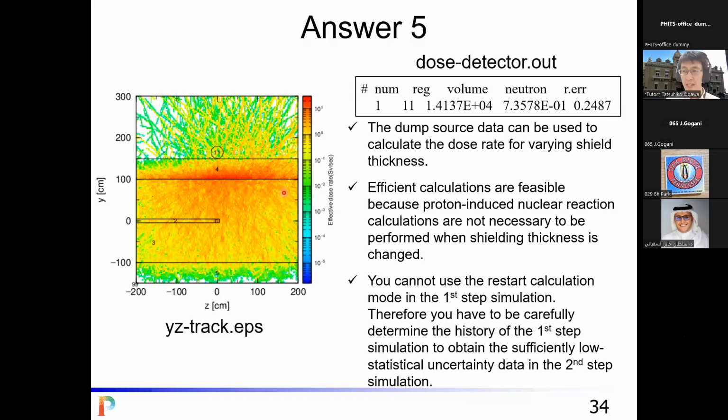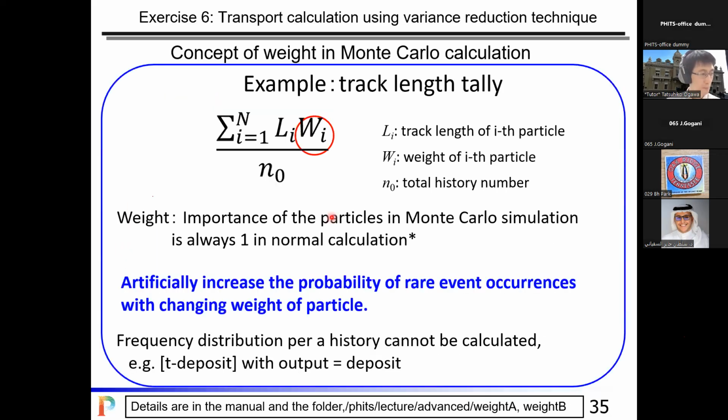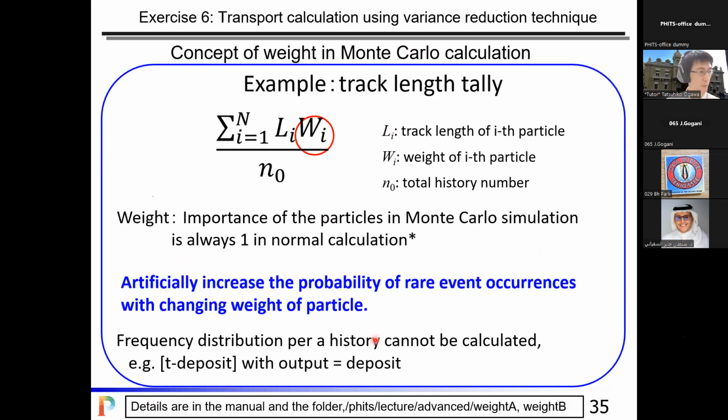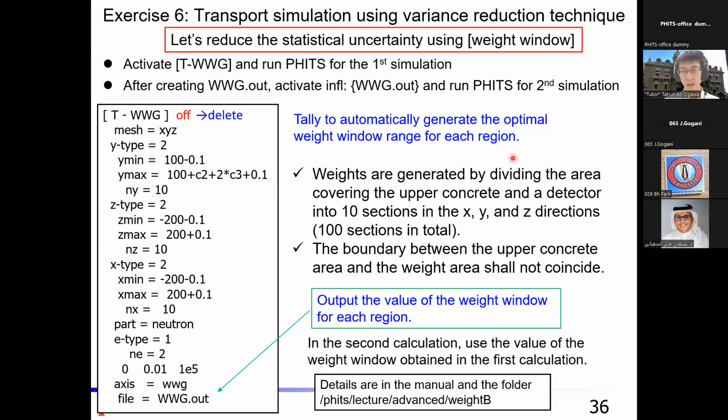To avoid such erroneous estimation of the dose, we use variance reduction technique. And this is exactly what we learned in variance reduction lectures yesterday and the day before yesterday. I do not get very much in detail again because we learned it already. So now it's time to use a weight window generator and make use of a weight window generator tally output as weight window setting.